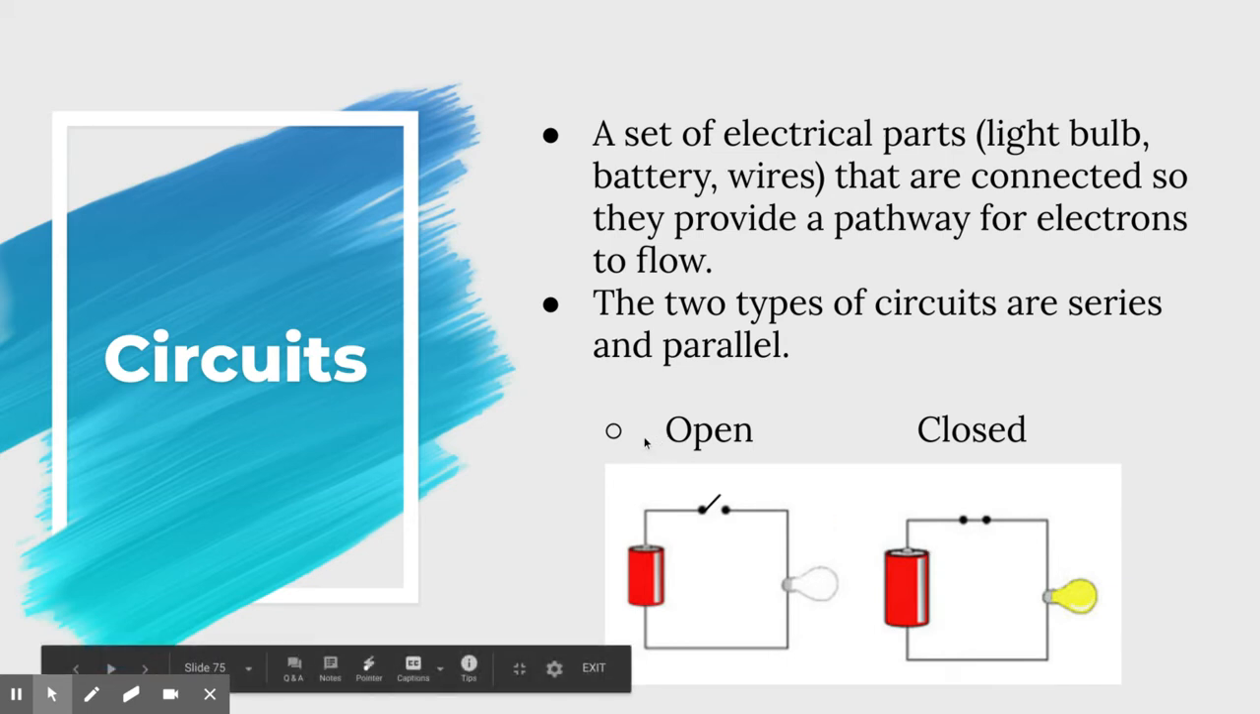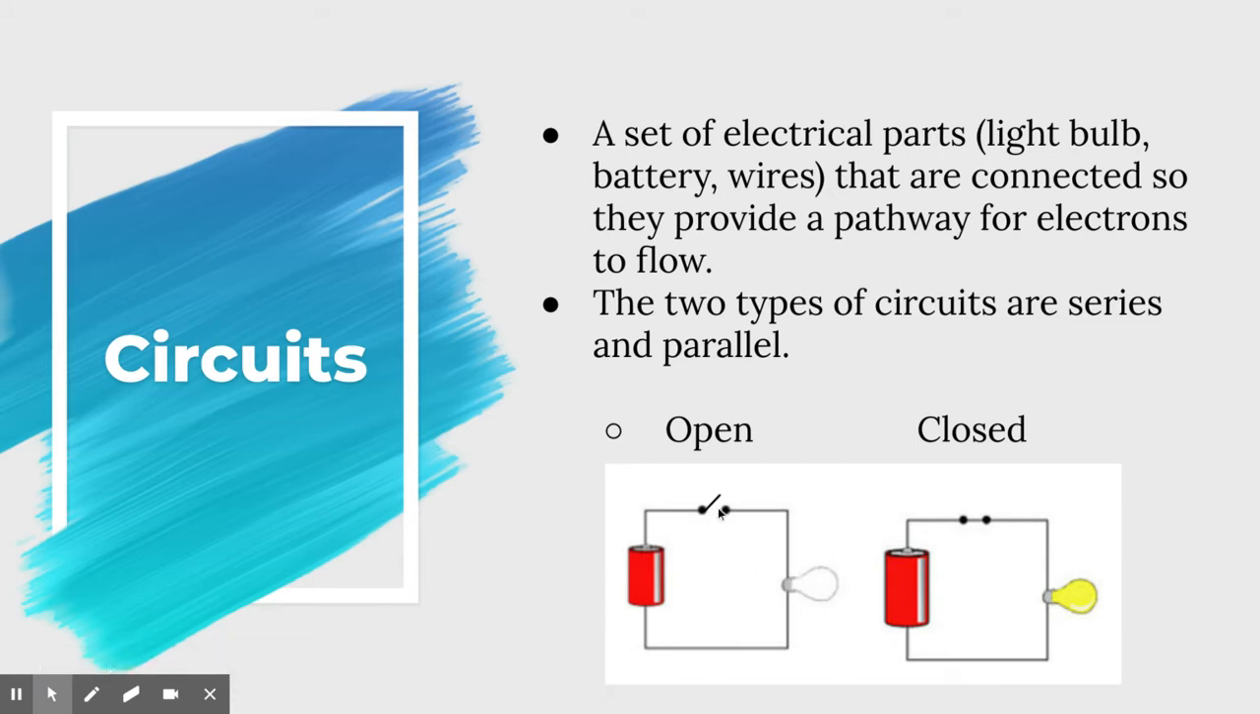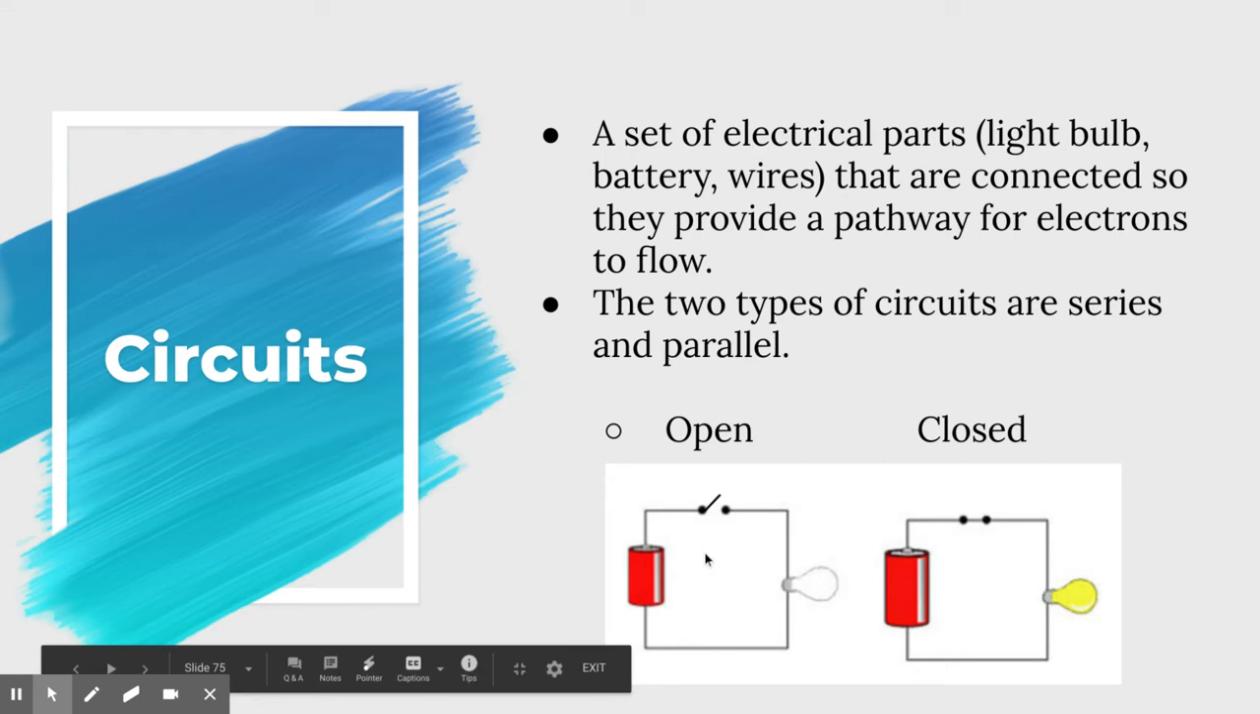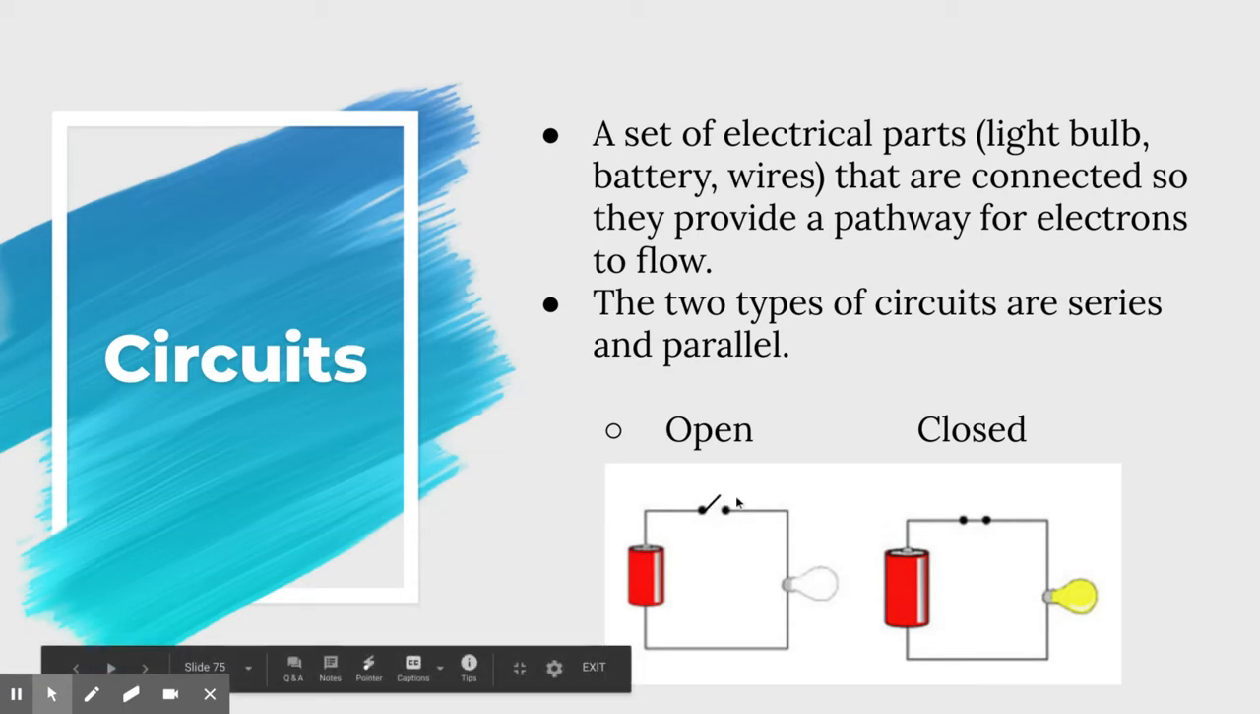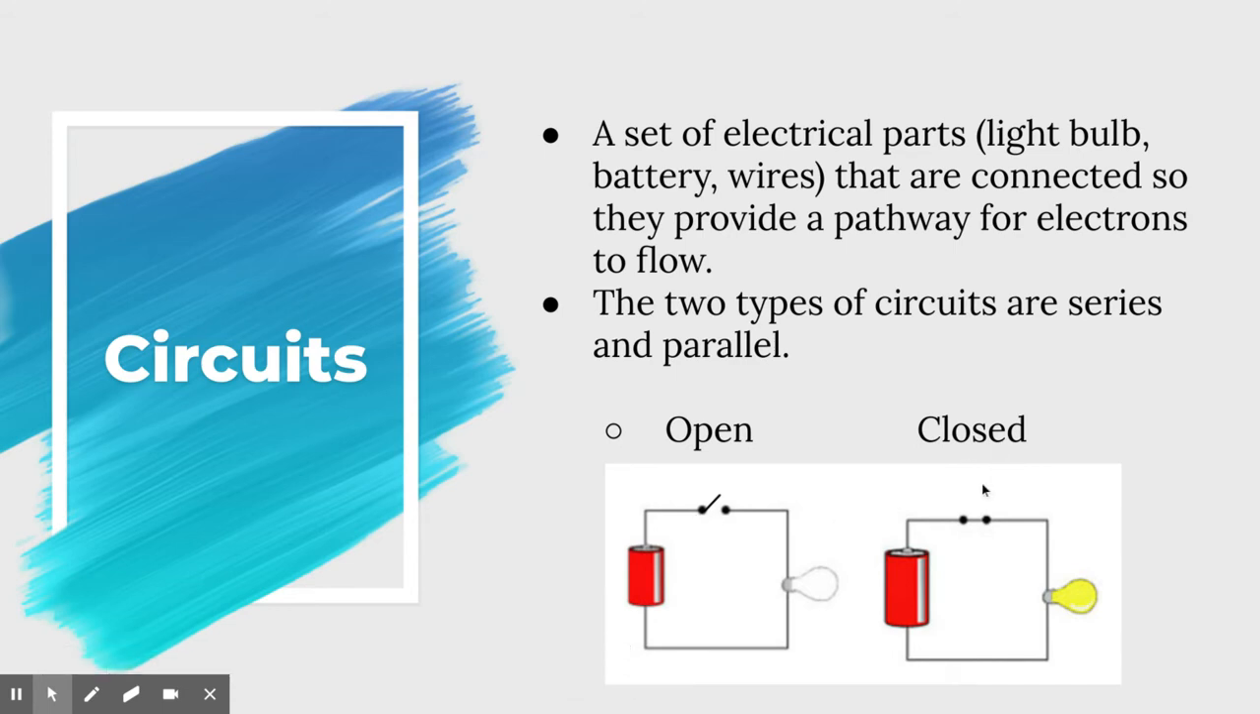Down below, we have two examples of circuits. One has open above it, one has closed. You'll notice that in the open circuit, the light bulb is not lit. In an open circuit, there is a break in the circuit. When we use light switches, we're actually opening and closing the circuits. So when a light switch is turned off, the circuit is broken and it is open. This means electrons cannot flow in that pathway. Closed then means that the circuit is complete and there is a complete pathway for those electrons to flow.